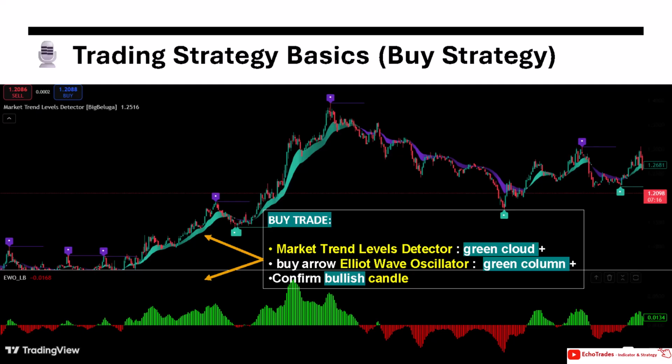Exactly. So let's nail down the precise combined strategy, how you actually make a trade with confidence using this. For a buy signal confirmation, you need 3 things lined up. Are you ready? First, a green cloud from the Market Trend Levels Detector. Second, green columns showing on the Elliott wave oscillator. And third, crucially, this needs to be confirmed by a bullish candle closing on your price chart. Closing higher than it opened. Shows that buying strength right there.